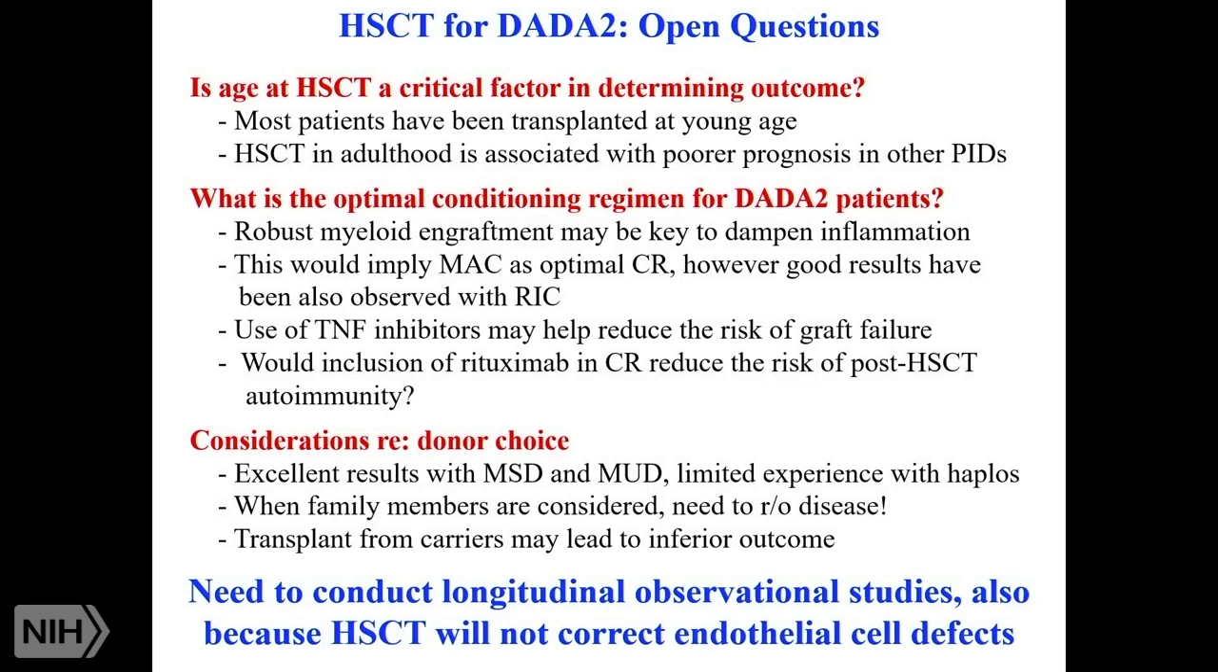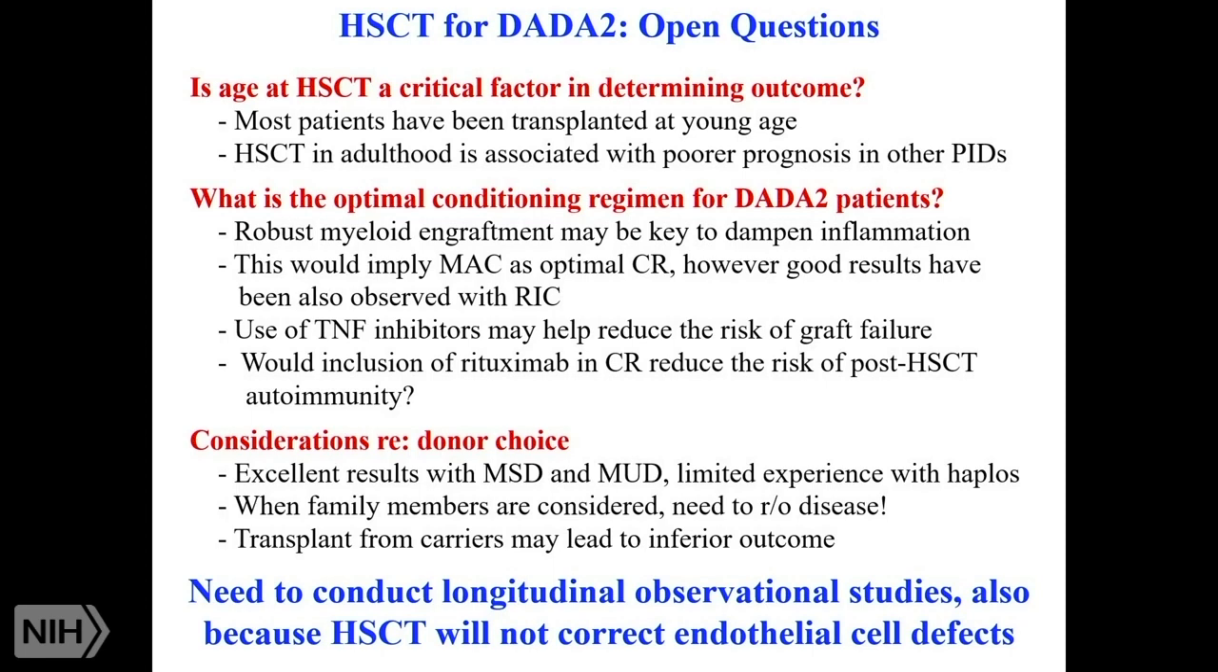So again, I want to emphasize the need to conduct longitudinal studies, longitudinal observational studies, multi-center studies, have a registry. This is something that will be discussed tomorrow at another roundtable. And also, the long-term outcome of this disease post-transplant needs to be evaluated more carefully. This is a relatively short follow-up that was reported in this blood paper.